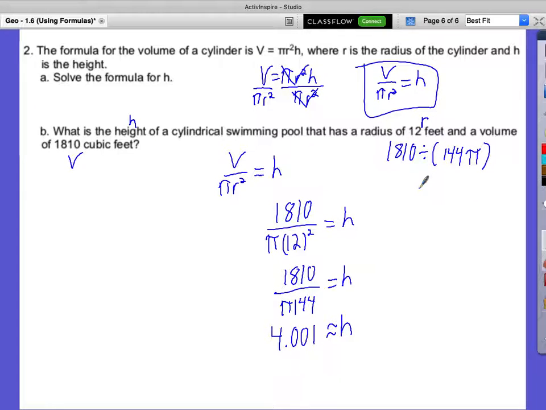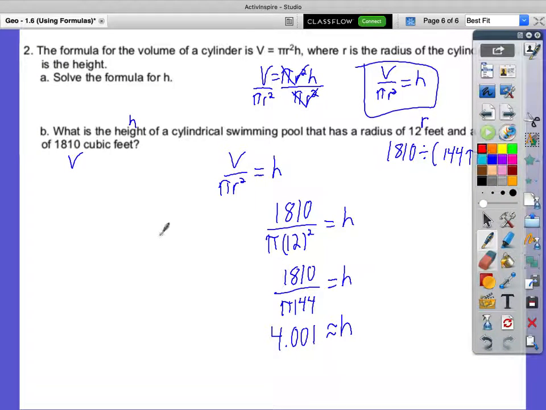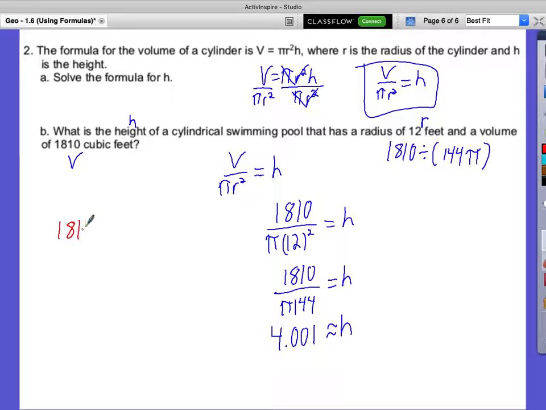Okay. Those with the other kind of calculator, raise your hand if that's you so I know who I'm talking to right now. Okay, Sam and Gracie, and me. What you would do is first type in 144 times pi. You don't have a pi button, so you would do 144 times 3.14. If you don't have the calculator, we're going to do 1,810 divided by 144 times 3.14. Do that bottom first, and then we'll put whatever that's equal to down here. So what is 144 times 3.14?